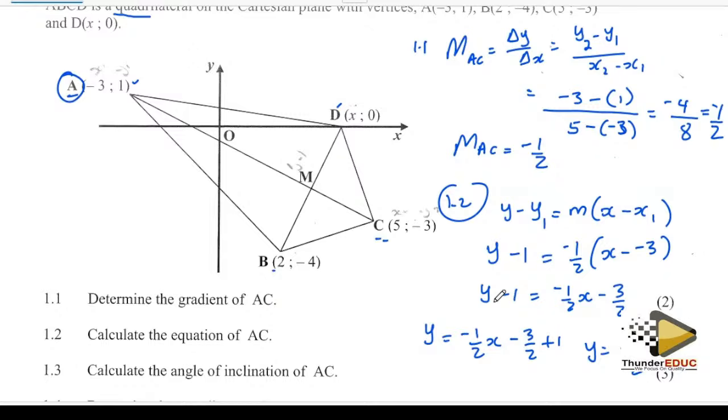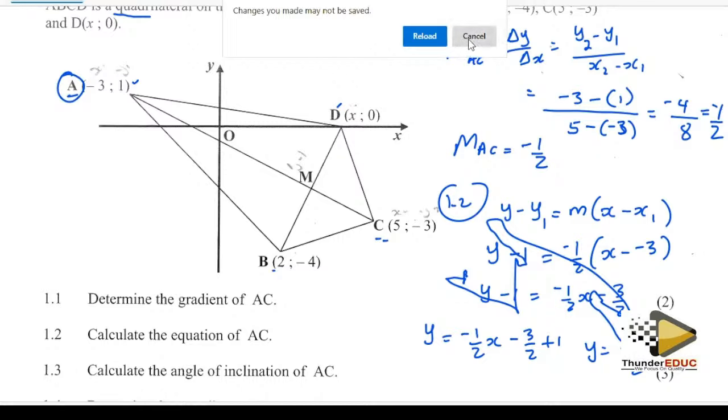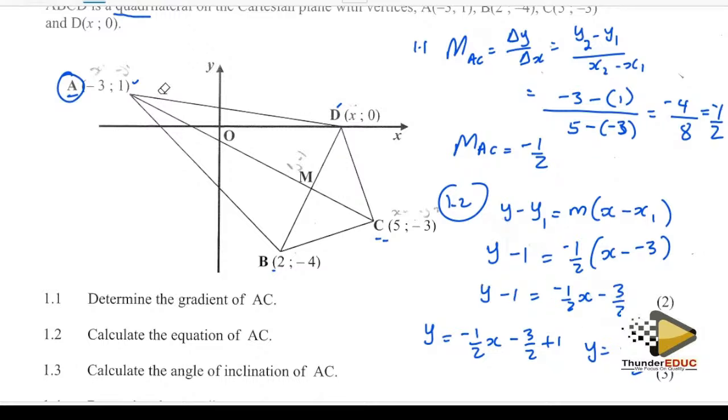When we simplify that, what we get? -1/2 x. It's saying -3/2 plus 1, which is -1/2. Oh Lord, what's happening? Sorry about that, guys. Okay, so we're saying it's going to be -1/2. So that becomes the equation of the line that they want.